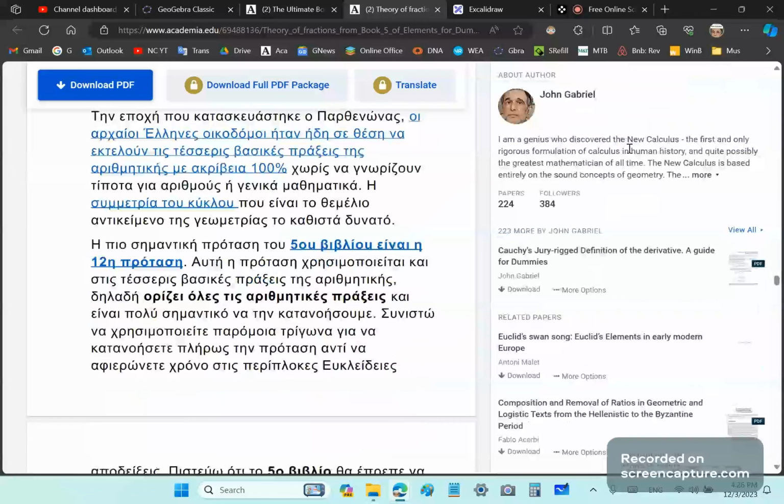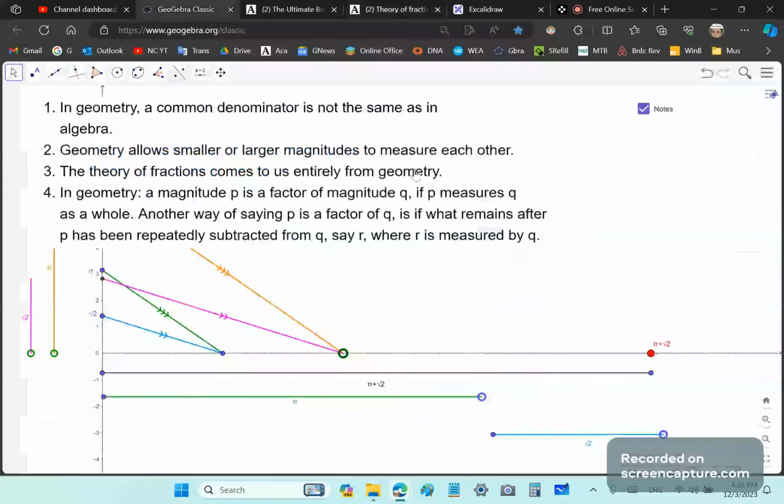So let's summarize once again. One, in geometry, a common denominator is not the same as in algebra. So, for example, you can't talk about the least common denominator, because with line segments, you can use any line segment and or parts of it to measure another line segment. Two, geometry allows smaller or larger magnitudes to measure each other. And of course, in geometry, a magnitude p is a factor of a magnitude q if p measures q as a whole. Another way of saying p is a factor of q is if what remains after p, let's say this is p, has been repeatedly subtracted from q.